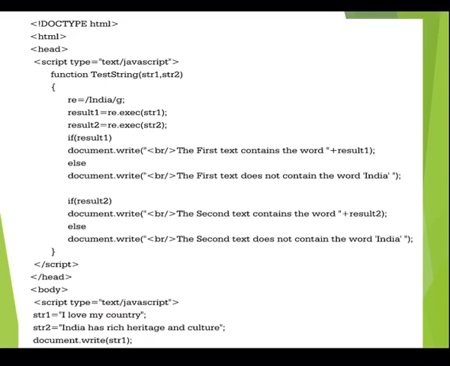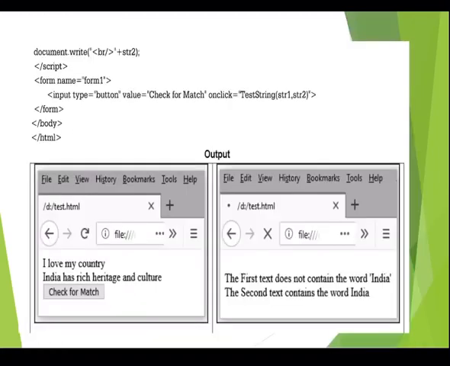In body tag open the script tag, write down str1, that is your string 1, is what I love my country, and str2, that is string 2, has India has rich heritage and culture. Then document.write str1, document.write plus str2. Close script tag, open form tag.